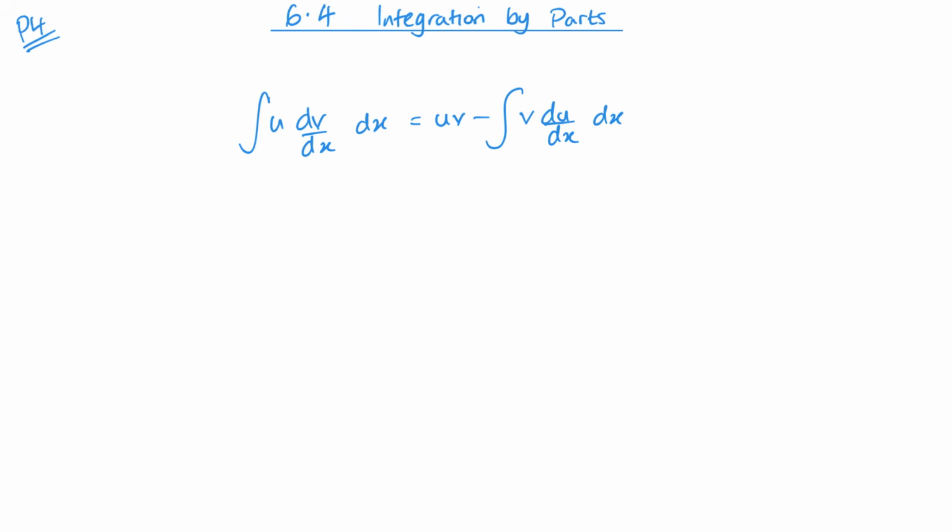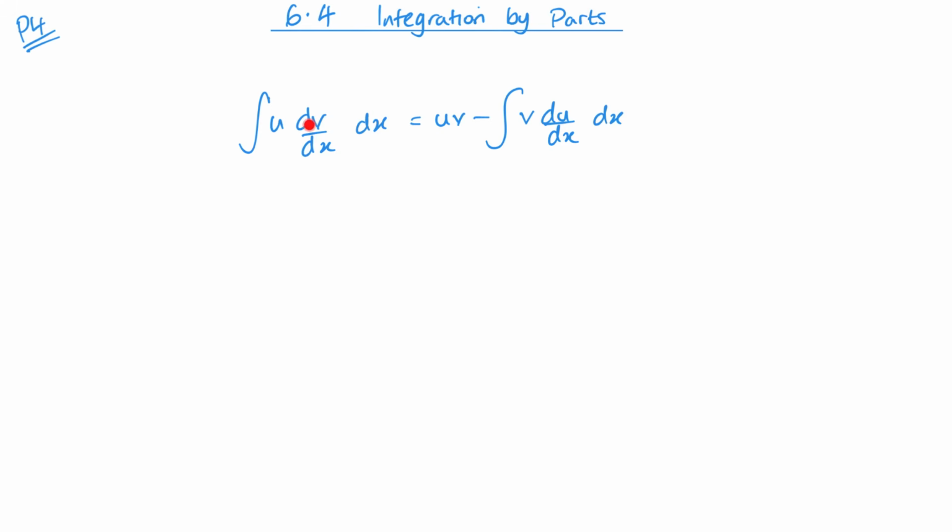And here it is. So we get u dv by dx, and that's going to be equal to uv minus the integral of v du by dx. So this is where we get our start. We'll have two terms within there. One we're going to call u and one we're going to call dv by dx. And from these we'll create a du by dx and a v.